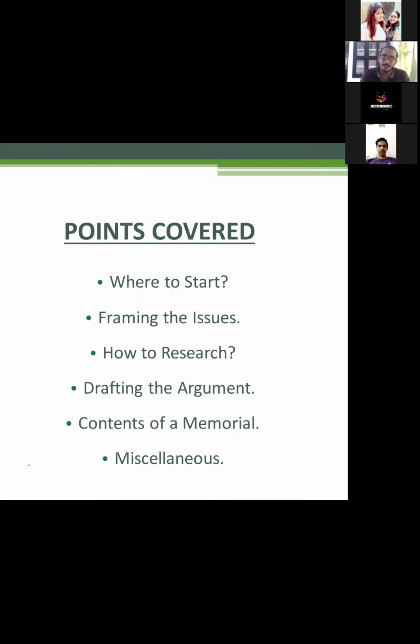Then I'll guide you through three important parts of drafting a moot court memorial. The first one being how issues can be framed. Second, how to do research. And third, drafting the argument. And then I'll just run through the contents of a memorial. And after that, I'll share some points that I felt didn't fall with all this, but are nevertheless very important.